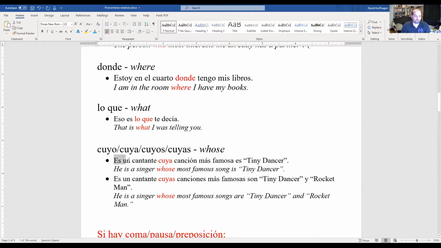So, for example, es un cantante cuya canción más famosa es Tiny Dancer. So it's la canción, so it's cuya, right? Es un cantante cuyas canciones más famosas son Tiny Dancer y Rocket Man. Right? He is a singer whose most famous songs are Tiny Dancer and Rocket Man. In this case, it's las canciones, that's plural, so it's cuyas, right? And so if it was something masculine singular, then it would be cuyo, masculine plural, cuyos, right?